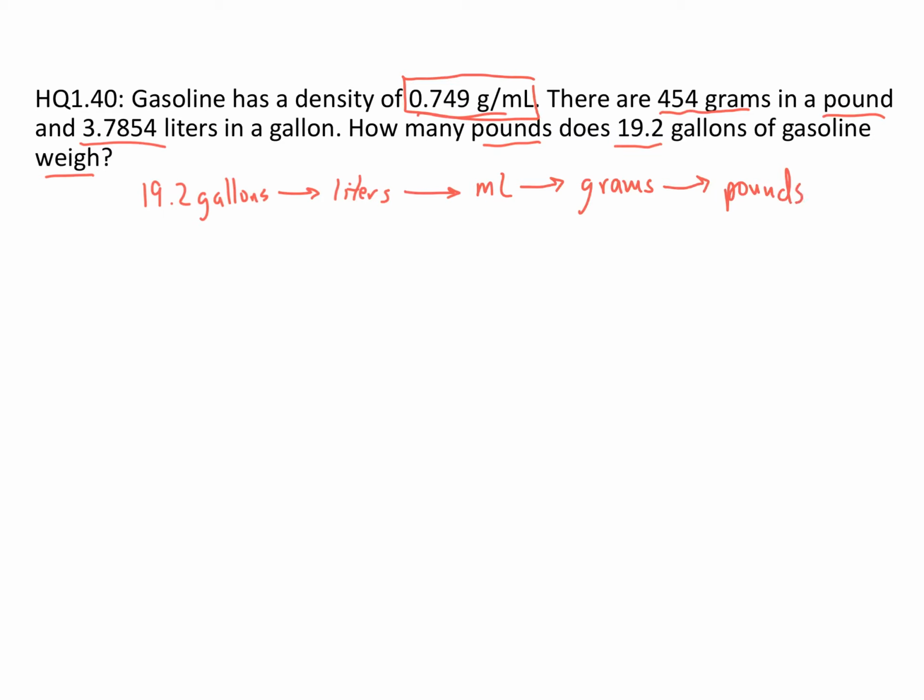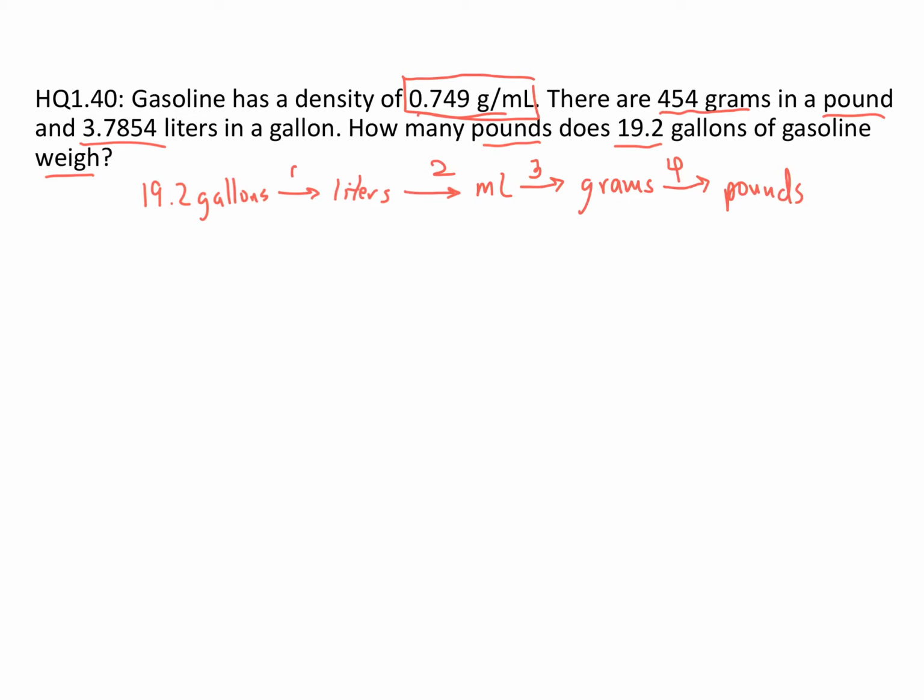So we are looking at a 1, 2, 3, 4 step calculation, where step 1 would be gallons to liters using the conversion provided. Step 2 would be a metric conversion, liters to milliliters. Step 3 would be, again, a conversion with the information provided, density. And then step 4 would be the same, a conversion with the information provided.